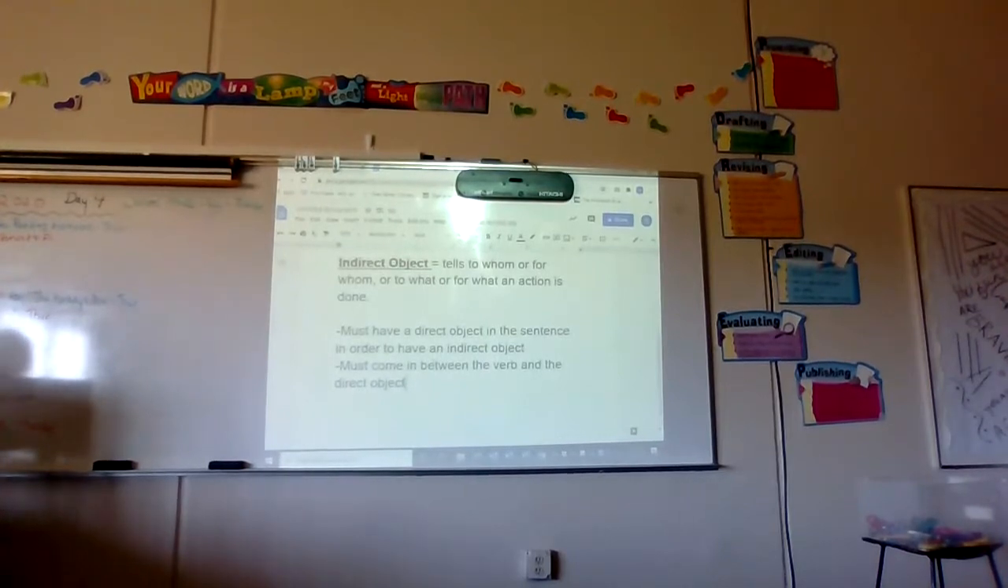So it's an action verb, because if you have a direct object, you have to have an action verb, right?